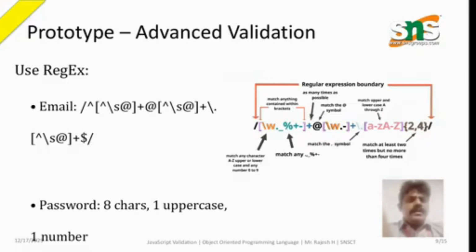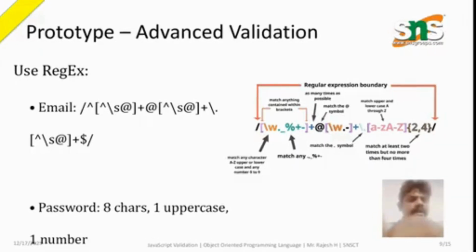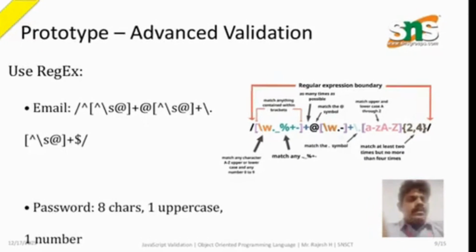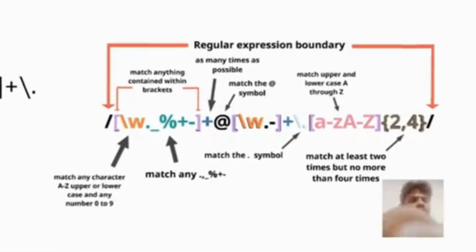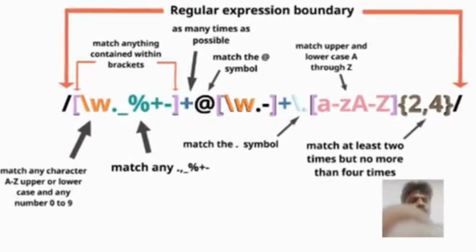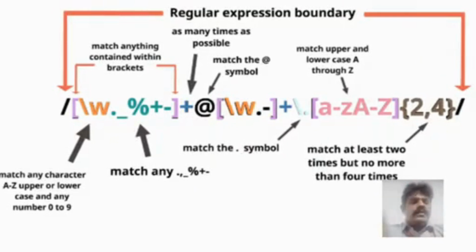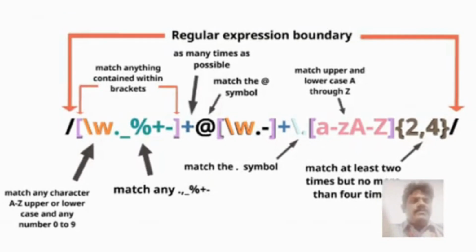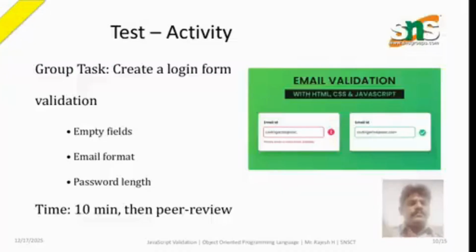In the prototype, if you see the email, there could be a lot of symbols. The password could be 8 characters, one must be uppercase, and there should be one numeric value. So here the regular expression boundary is given. This entire choice of letters, characters, symbols, and numerics is given in the HTML tag.